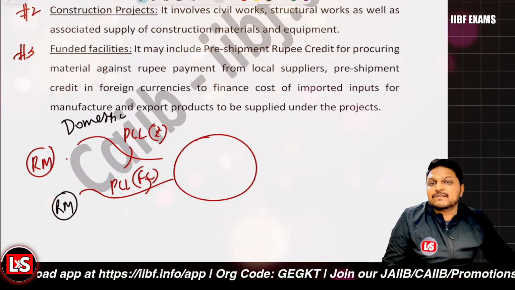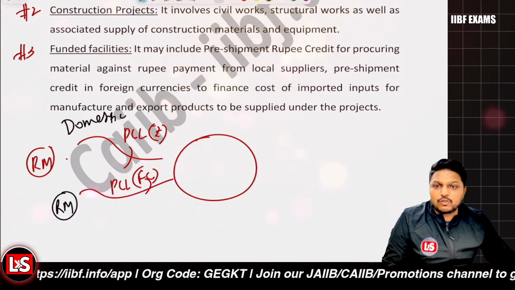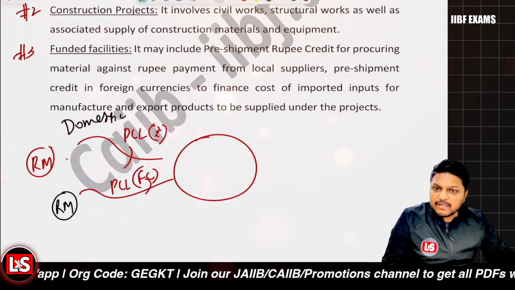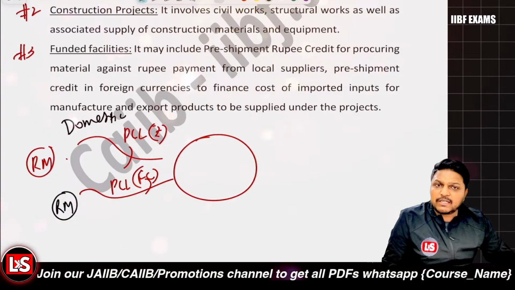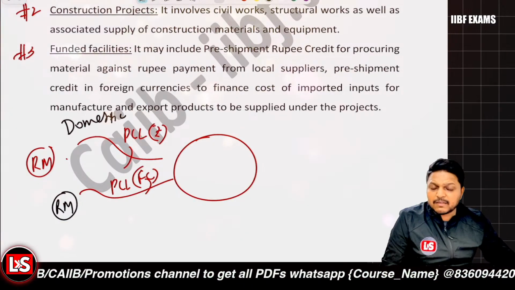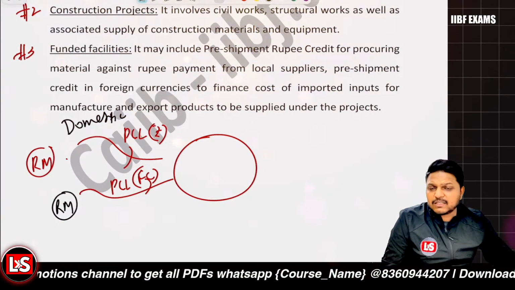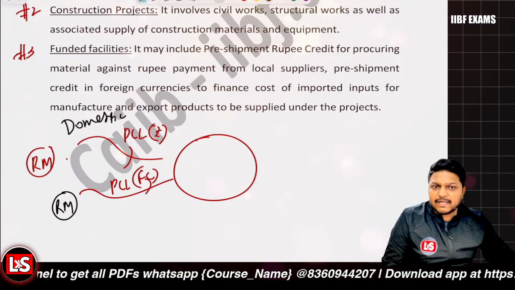So that's a funded facility where the PCL will be given to you. So one is the funded facility, and the second one is the non-funded facility. Now, in case of the funded facility, the direct outlay of the fund is there, and in case of the non-funded facility, the direct outlay of the fund is not there, right? So that may be the case.